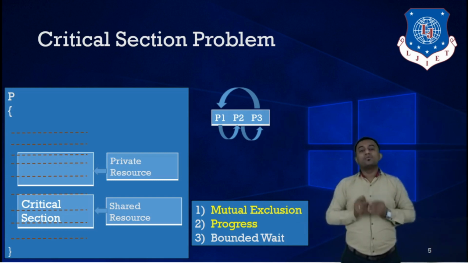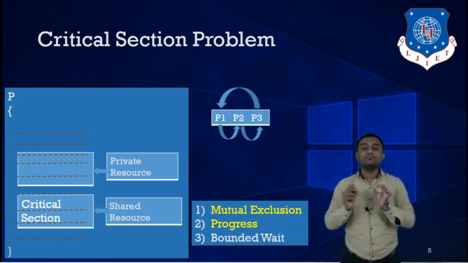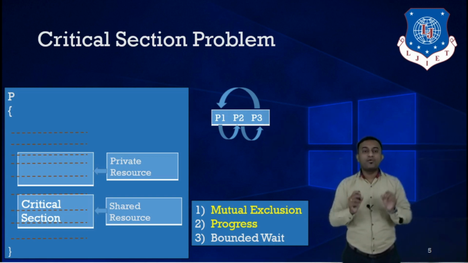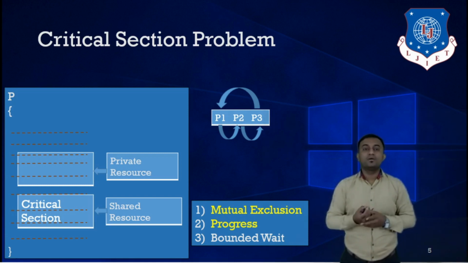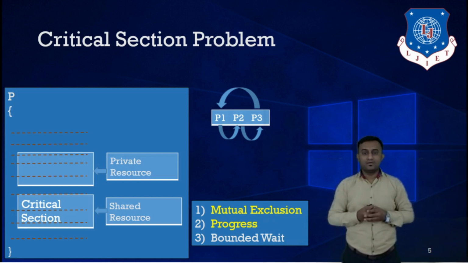So these three criteria need to be achieved anyhow to avoid the critical section problem. And once you avoid this problem, definitely the system won't lead to inconsistency. So in this particular session we understood the significance of process synchronization, what a race condition is, and what the critical section problem is. I hope it was clear to you.